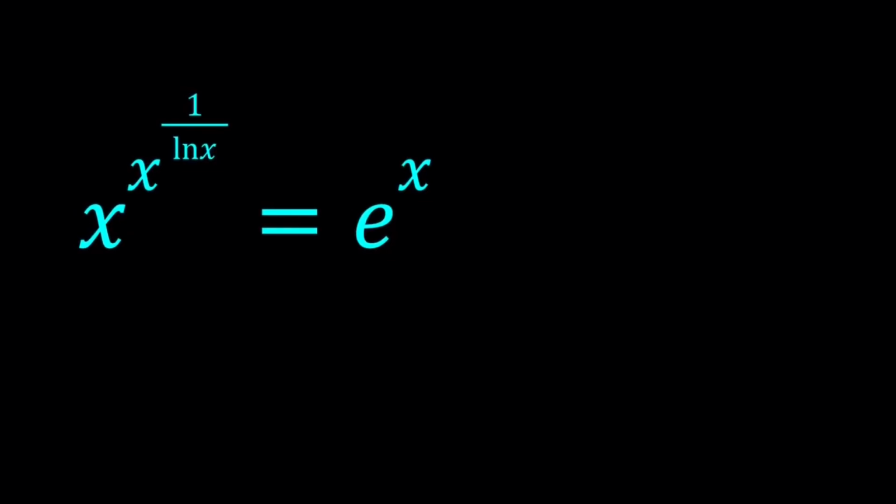Hello everyone. In this video we're going to be solving a very interesting exponential and logarithmic equation. We have x to the power 1 over ln x equals e to the power x. So you have pretty much everything: you have ln x, you have e to the x, you have x to the power something, and so on and so forth. I'll be presenting two methods and I'll show you a graph at the end. So let's start with the first method.